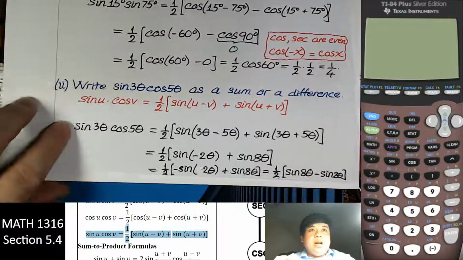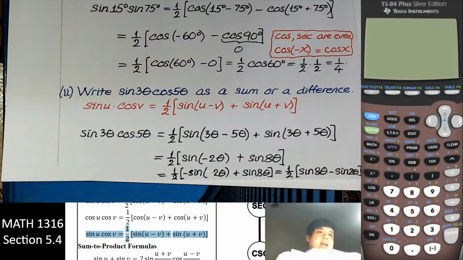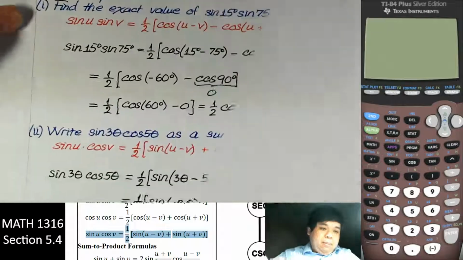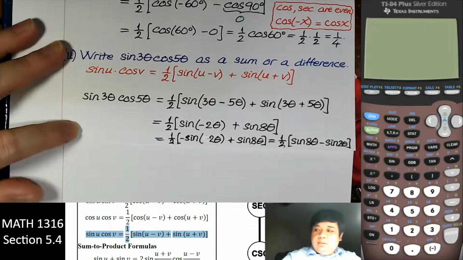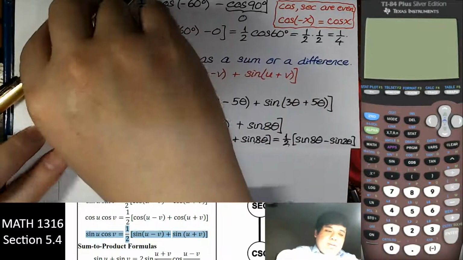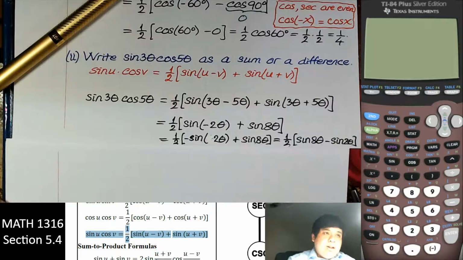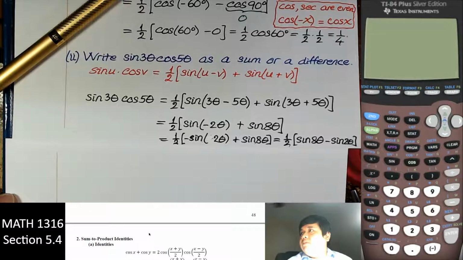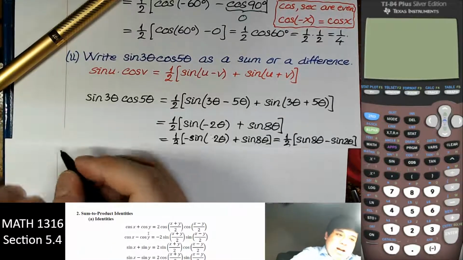Next we will have a sum to product. Pretty much we have a sum and then we'll turn it to a product. Sum to product identities.